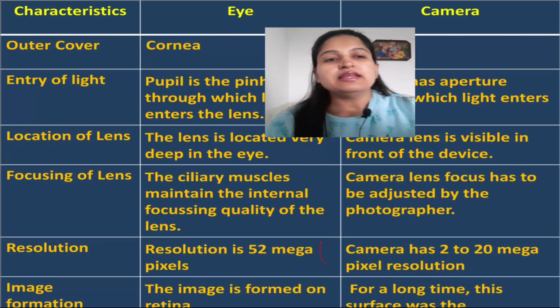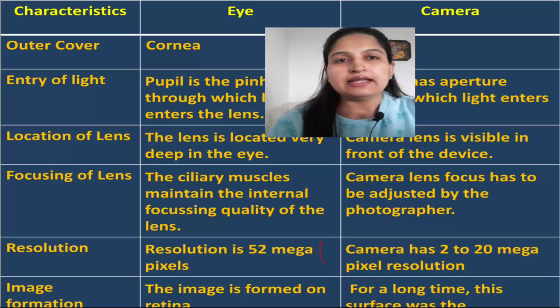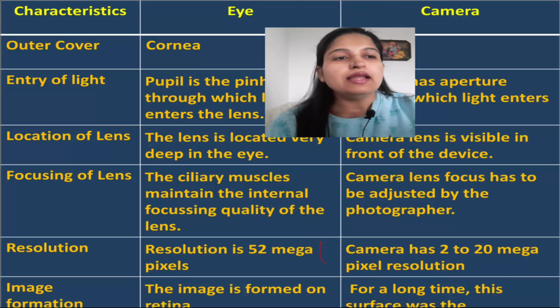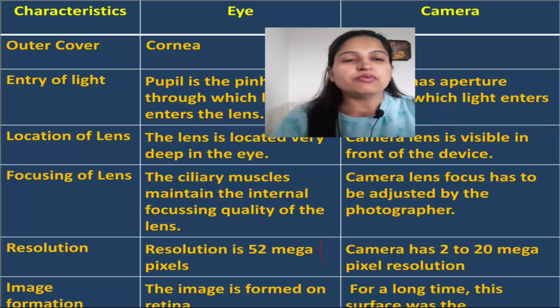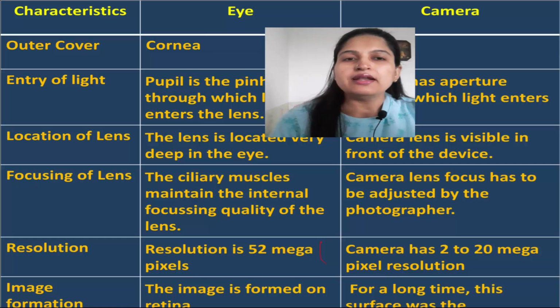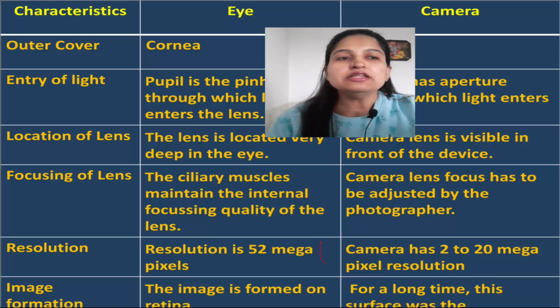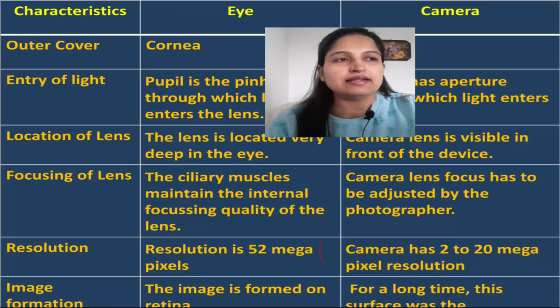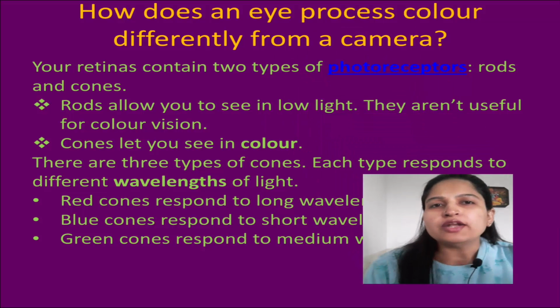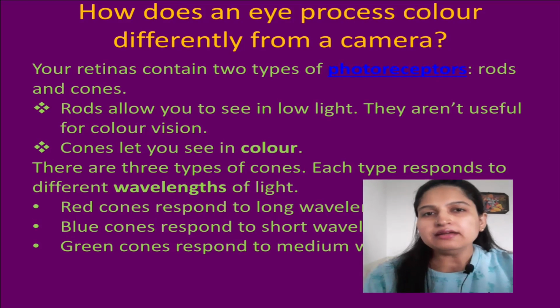Image formation: the image is formed on the retina. In our eyes the image formation takes place at the retina, while for a long time this surface was the film in the case of cameras, but now there is an image sensing chip fixed in cameras. So these are some of the major differences between an eye and a camera.